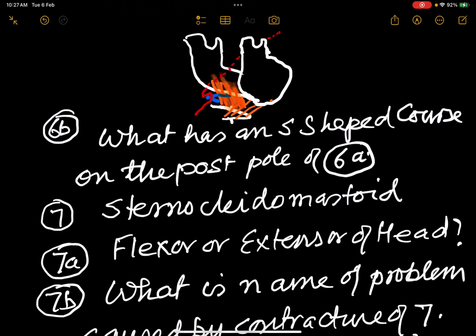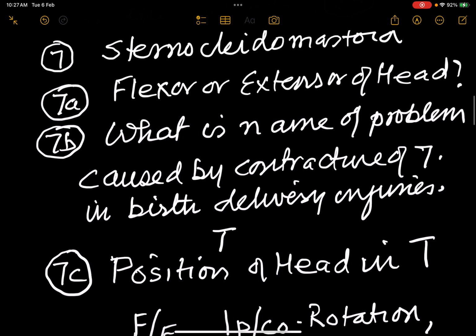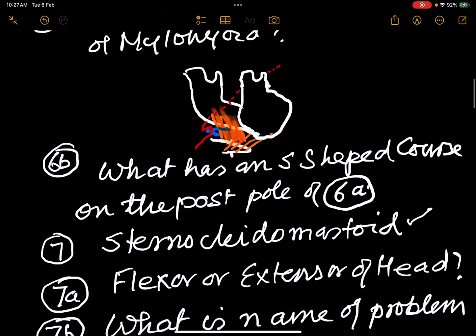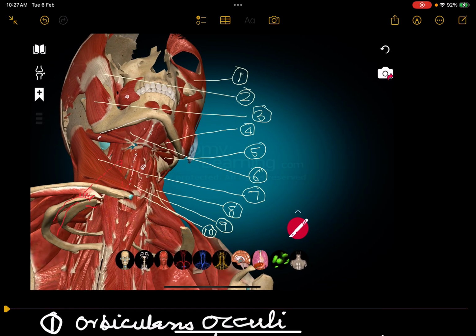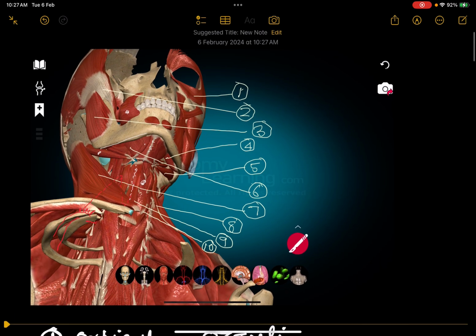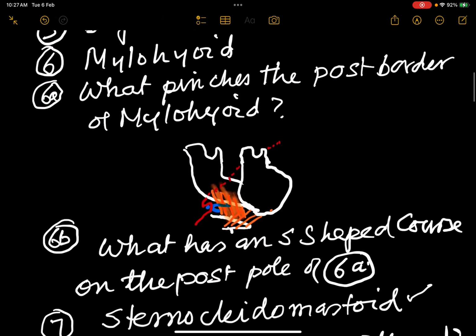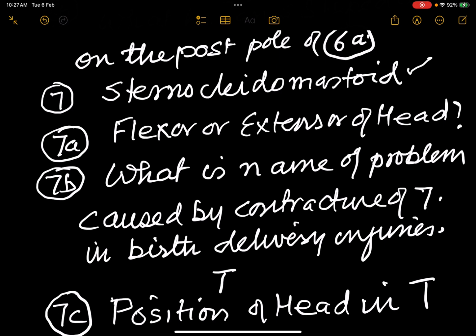Then there is one more series of questions. The 7th is the sternocleidomastoid. This muscle, this one. This is sternocleidomastoid, and about this what is asked? Is it a flexor or extensor of neck? It is both.